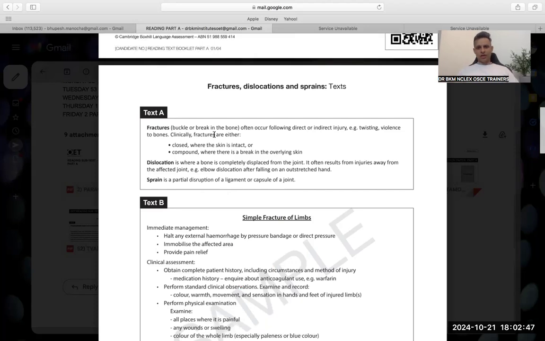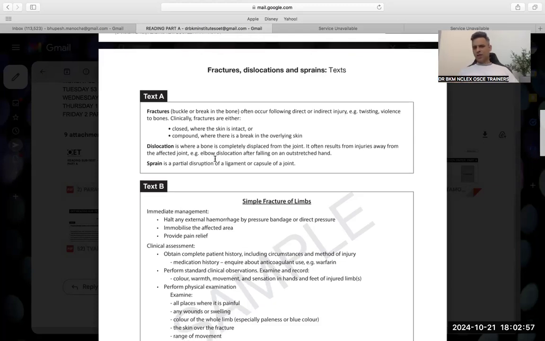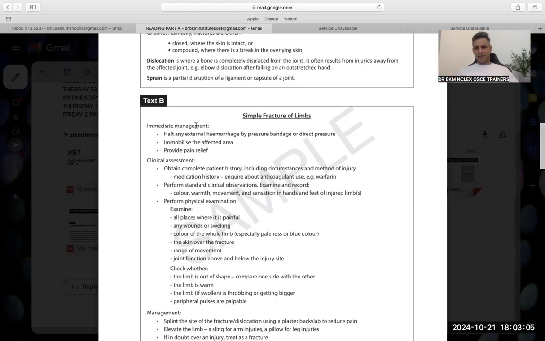So I would go on. Clinically, fractures are either closed or compound, that is the classification. Dislocation is where a bone. So they are talking about types of fracture. At least one question I can do. Sprain. Then in the second part they are talking about management. Simple fracture of limbs. Immediate management.